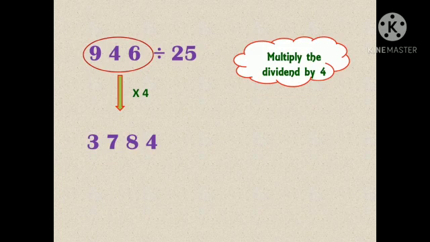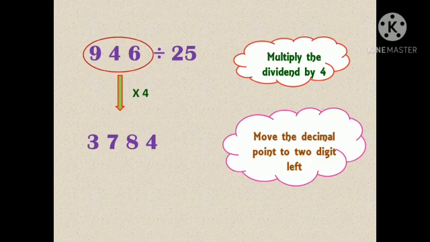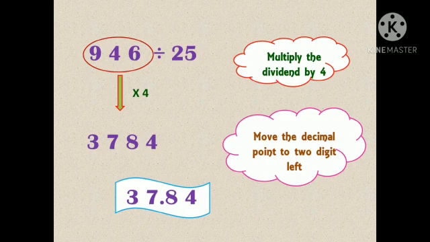In the second step, we move the decimal point 2 digits left. In this problem, the decimal point is at the end. So if we move the decimal point 2 digits left, we will get 37.84. This is the answer for 946 divided by 25.